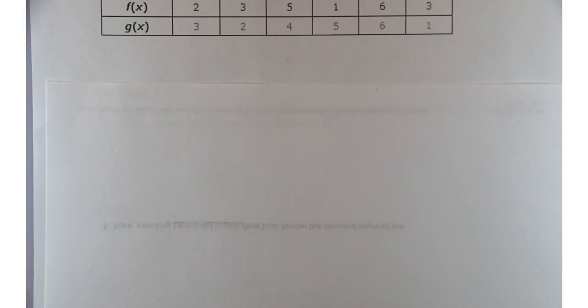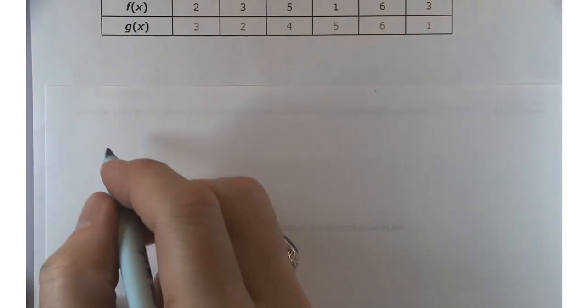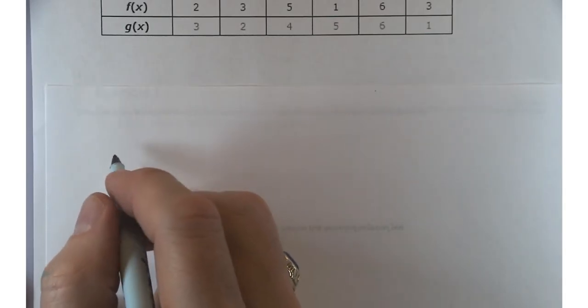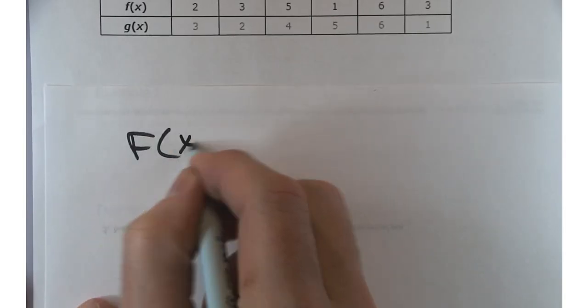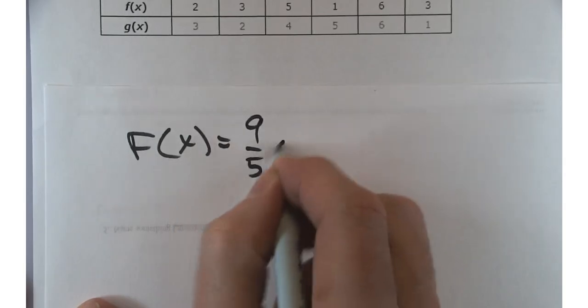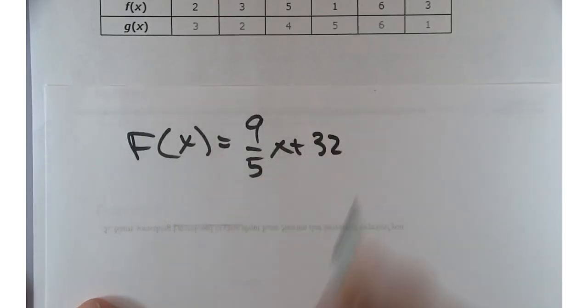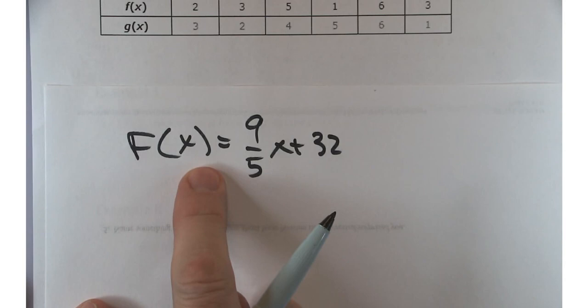Fahrenheit, Celsius, and Kelvin. So, if you're starting out with degrees Celsius and you want to convert to Fahrenheit, the function looks like this. That's going to take Celsius and convert it to Fahrenheit.